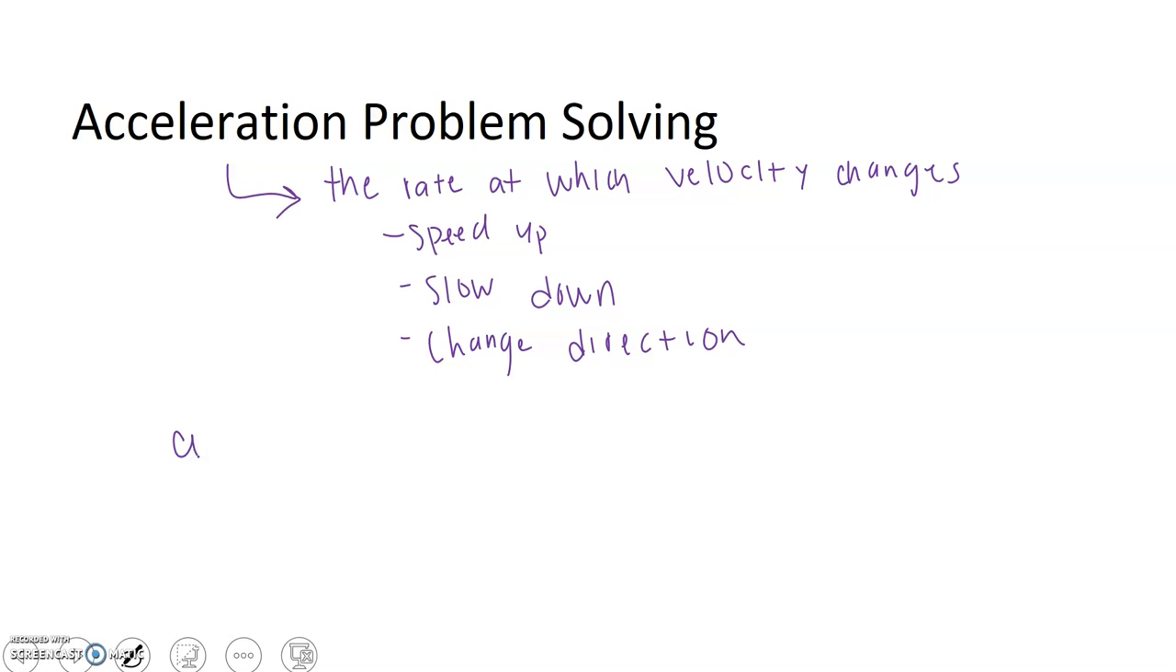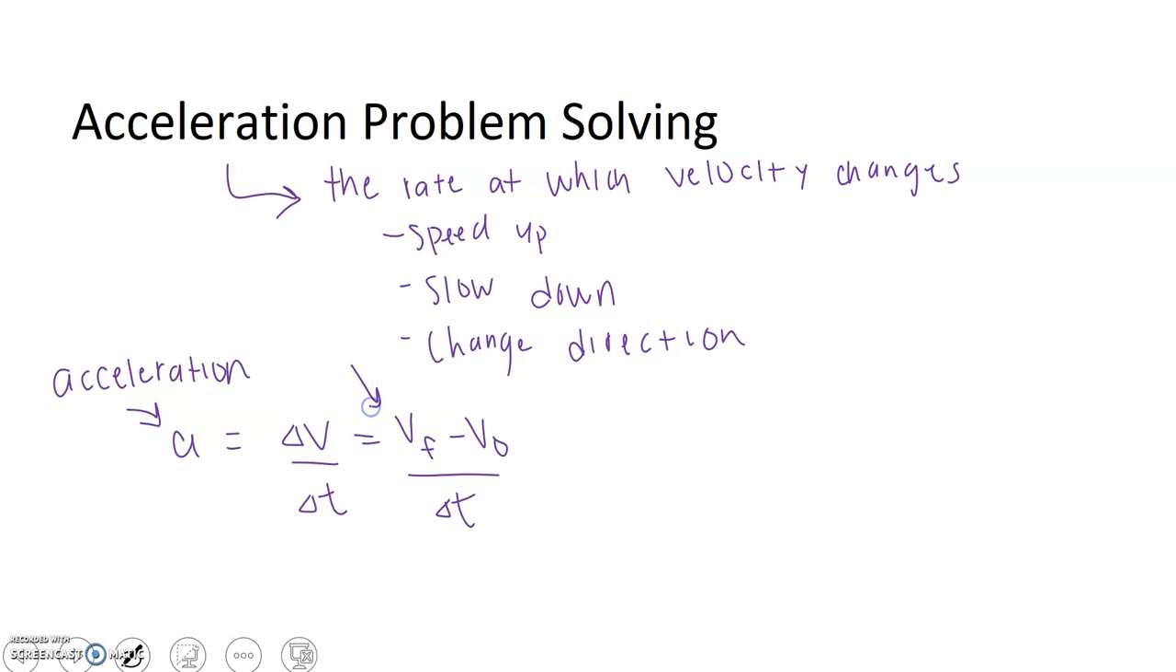Acceleration is the rate at which velocity changes, which means the change in velocity over the change in time. Remember, we use this A for acceleration, and those triangles are deltas, or change in. So acceleration is also equal to the final velocity minus the initial velocity divided by the change in time, or the time interval. Just as we had x sub f, for example, for final position, v sub f means final velocity. V sub o means original velocity or initial velocity.